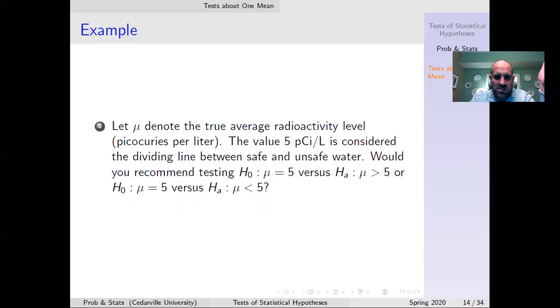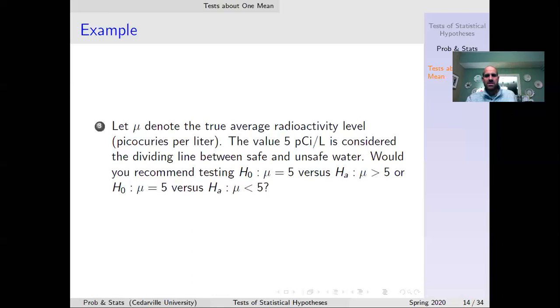Okay, so mu is the mean picocuries per liter level. Then you would take a random sample, several samples of water, maybe compute the sample mean, and then you would decide whether or not to reject the null. The null is always going to be mu equals 5 here. That's the dividing line. But the only time you would want to reject the null in favor of the alternative is if indeed it's to our benefit.